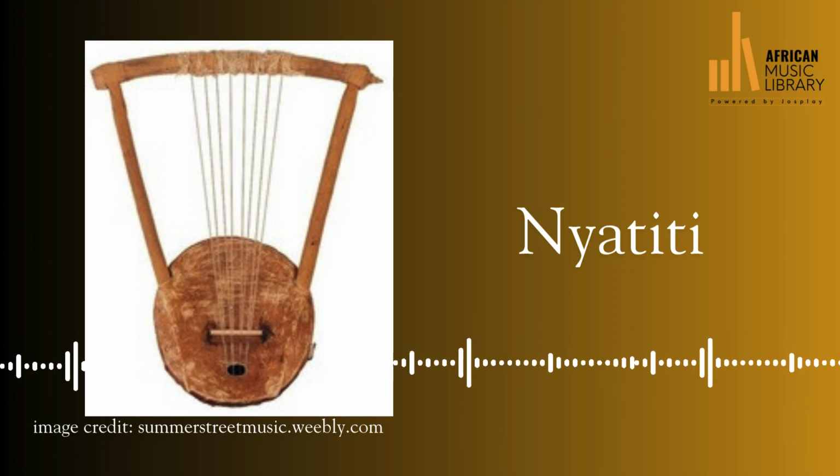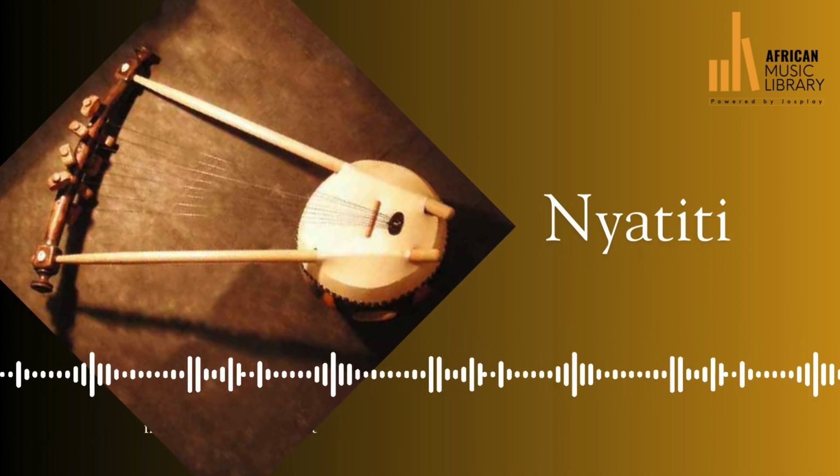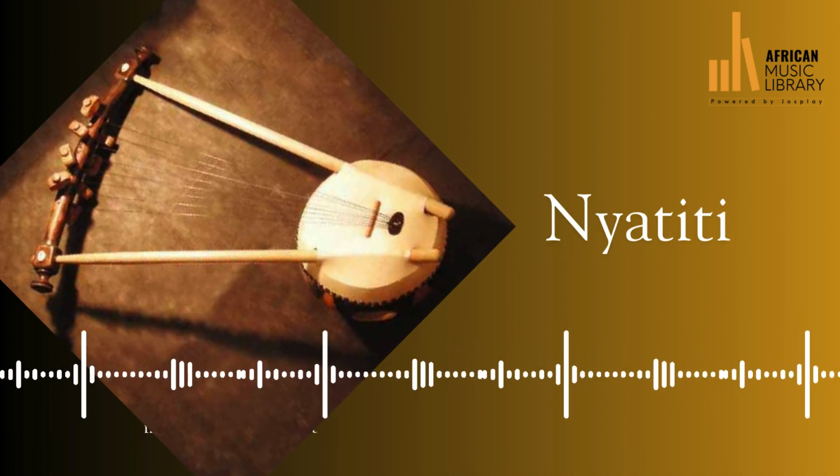So, today we'll be talking about the Nyatiti. The Nyatiti is a 5 to 8 string bowl lyre instrument from Kenya. It's found specifically, or is predominant, among the Luo people of Western Kenya. The Nyatiti is made of a soft wood, carved round and covered with cow skin, with the strings made out of animal tendons. But in more modern times, it's been made out of fishing lines.